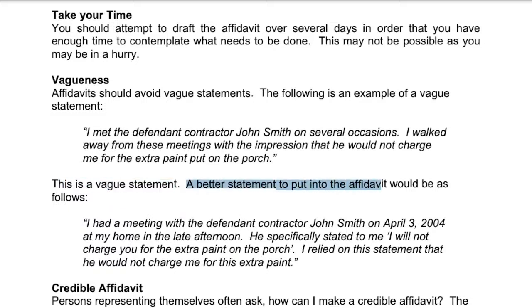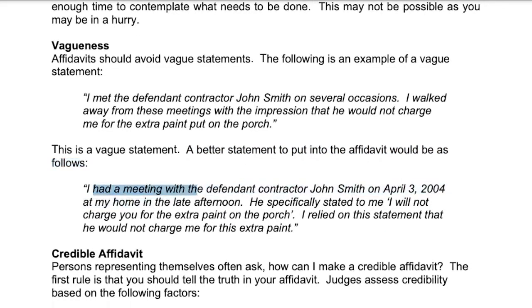A better statement to put into the affidavit would be as follows. I had a meeting with the defendant contractor John Smith on April 3rd, 2004 at my home in the late afternoon. He specifically stated to me, quote, I will not charge you for the extra paint on the porch. I relied on this statement that he would not charge me for this extra paint.